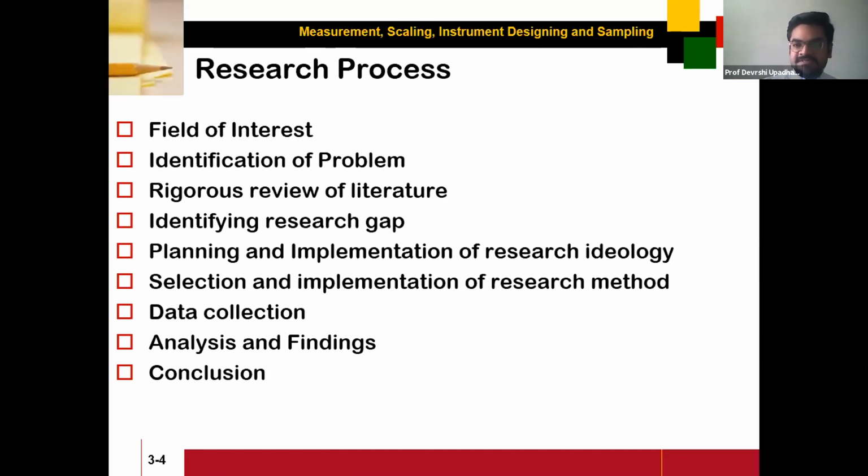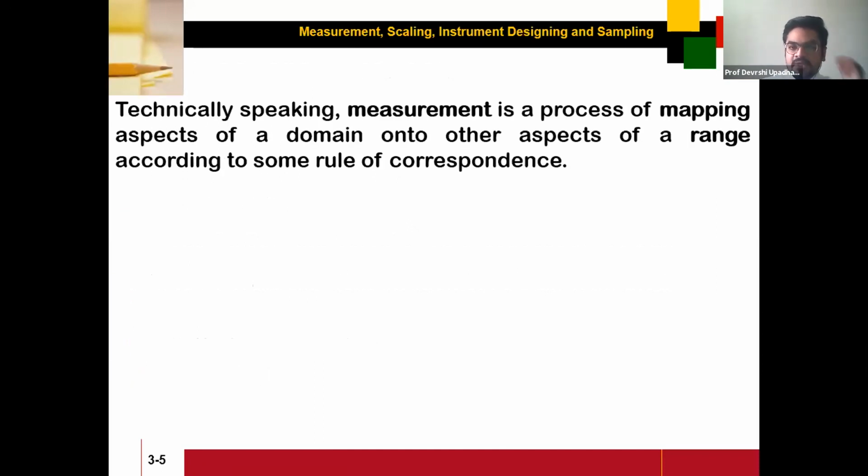So it is a research process in brief. Now coming towards the given topic, measurement of scale. Technically speaking, measurement is just a process.